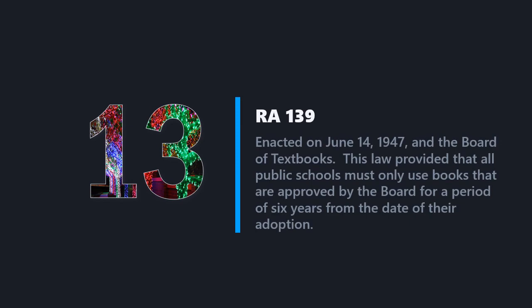Next, we have the Republic Act number 139, enacted on June 14, 1947, on the Board of Textbook. This law provided that all public schools must only use books that are approved by the board for a period of 6 years from the date of their adoption. Private schools may use books of their choice provided the Board of Textbook has no objections to those books.